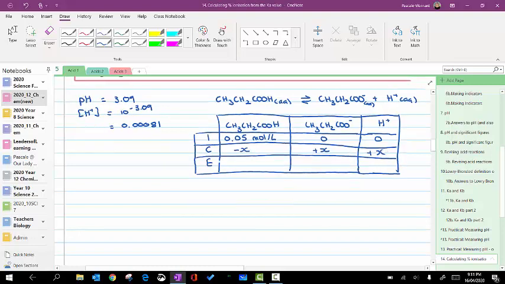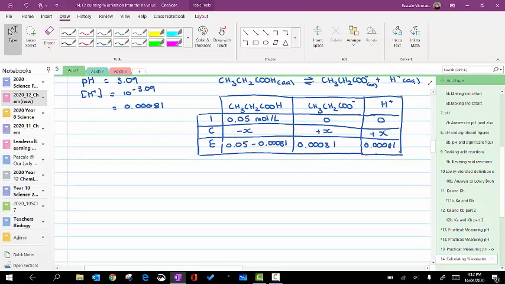Okay, now earlier we worked out that the concentration of hydrogen was 0.00081. So X, in other words, must be 0.00081. This is X as well, so it's also 0.00081. And this is 0.05 minus X, so it must be 0.05 minus 0.00081. Okay, now it's just a matter of substituting these values into the Ka expression.